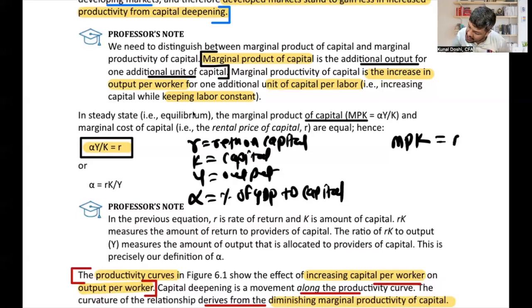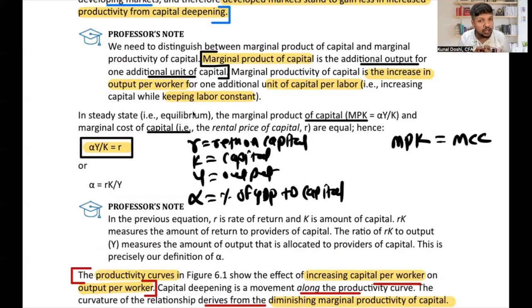Cost is marginal cost of capital. What is marginal cost of capital? The cost of that capital is not free, right? So MPK is the marginal productivity of capital, and MCC is the marginal cost of capital. That is the rent on the capital, interest on the debt, or equity returns on the stock.